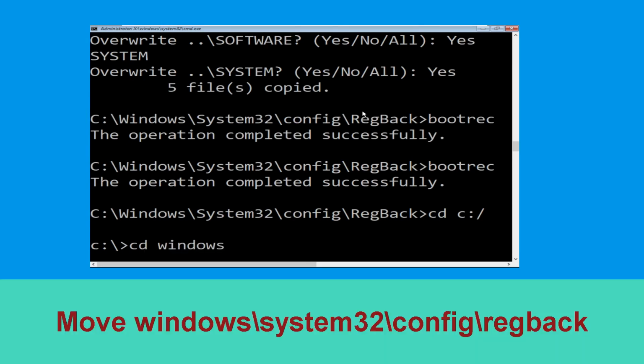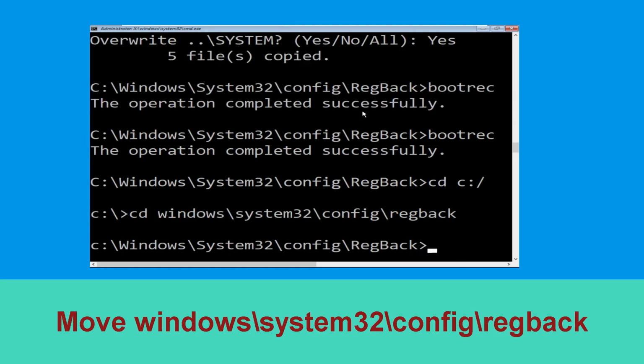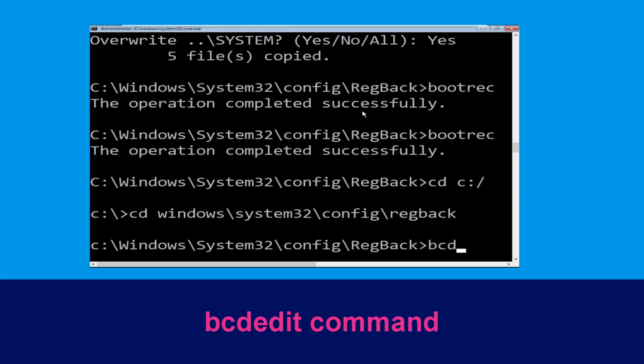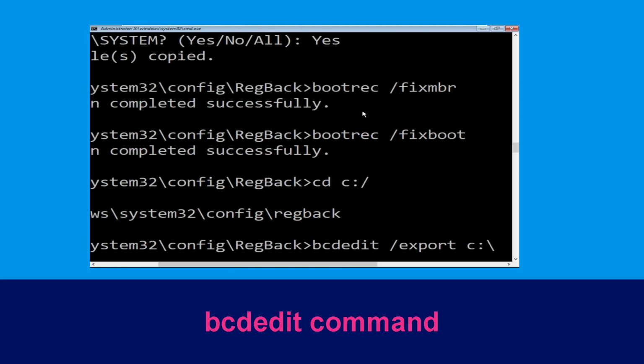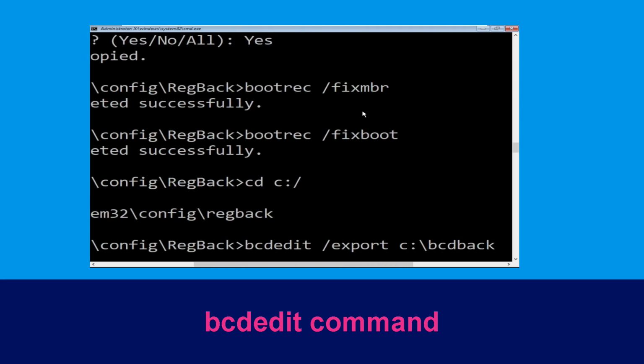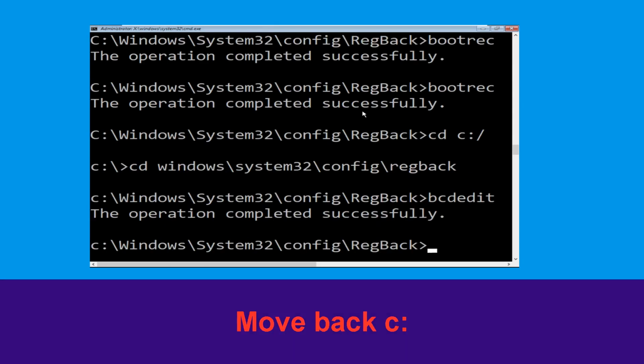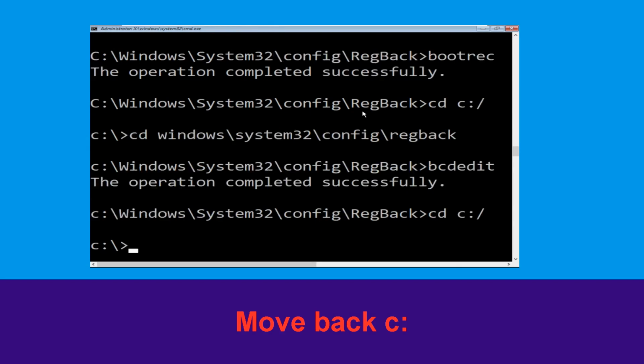Let's execute this command. Type cd windows/system32/config/regback. Then simply we need to hit enter to execute this command. Now type this command: bcdedit /export c:\bcdbackup and hit enter. Now type cd c:\ and hit enter.